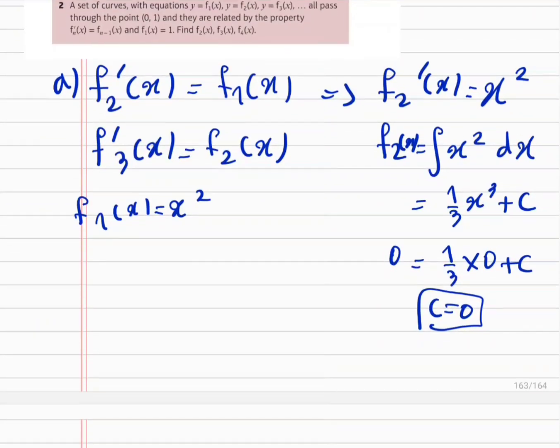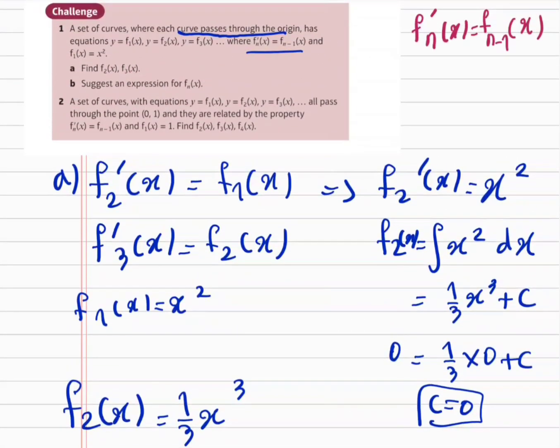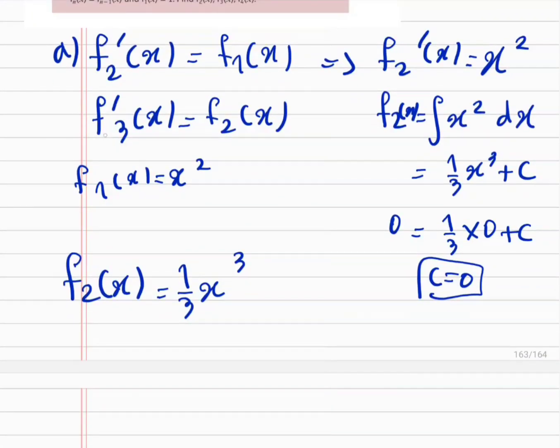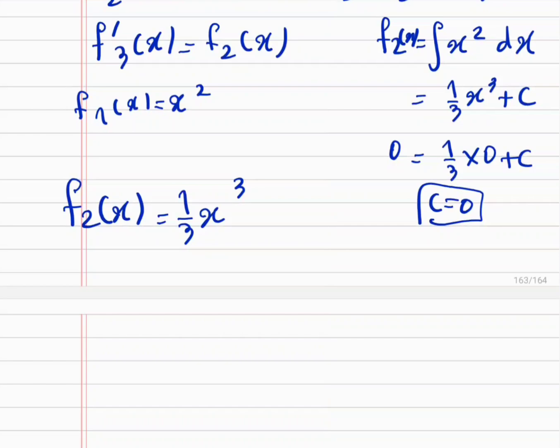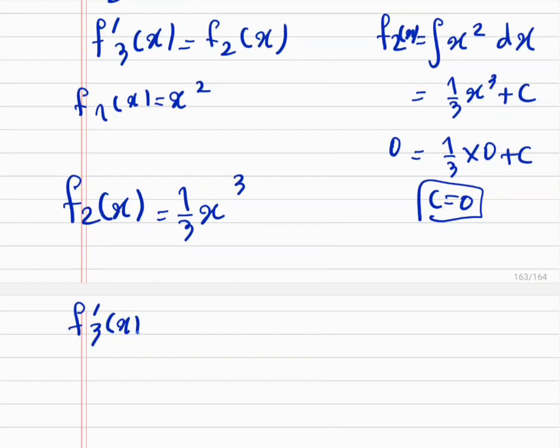So we found that f2(x) is a third x cubed plus 0, in fact. So let's write that here. f2(x) is equal to a third x cubed. All right. We are not done yet because we want to find f3(x). As I wrote here, f3 dash x is equal to f2(x). Again, it's the same thing: the derivative of the third function is equal to the second function, which is a third x cubed.